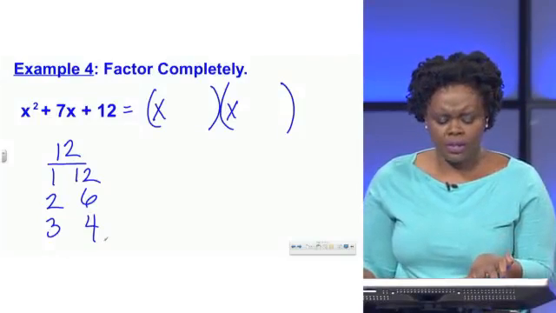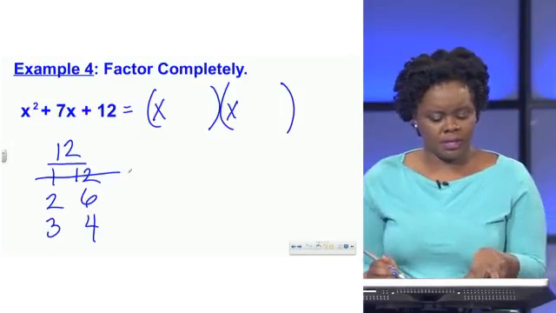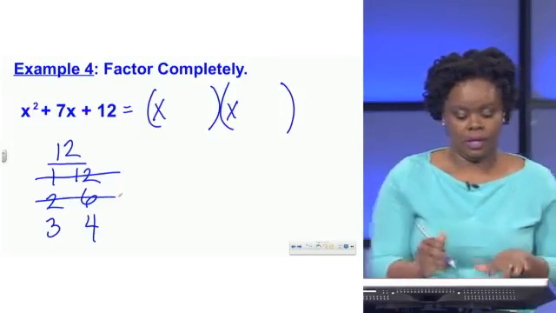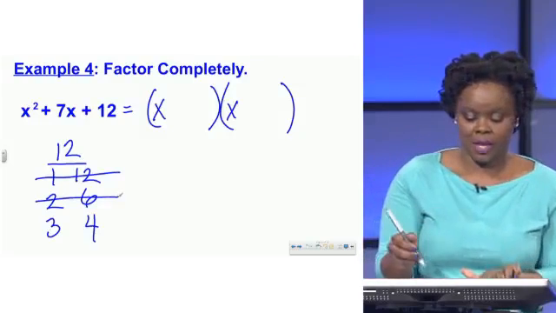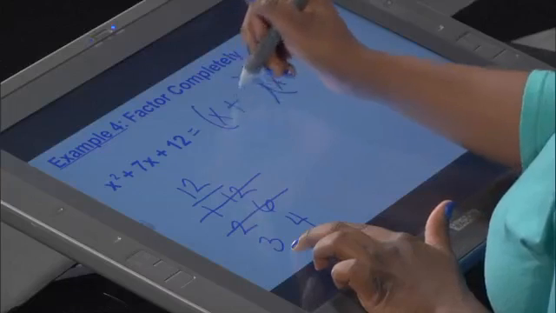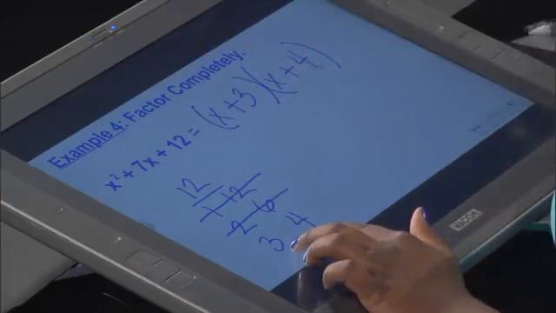All right, well, 1 plus 12, that's 13. 2 plus 6, that's 8. And 3 plus 4, that's 7. So that's it. So we need x plus 3, x plus 4. Okay? All right.